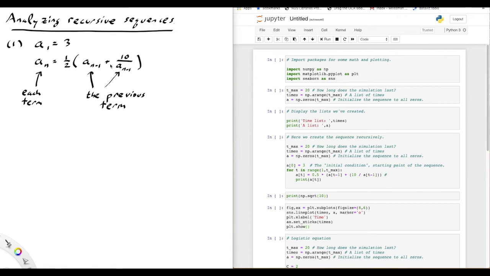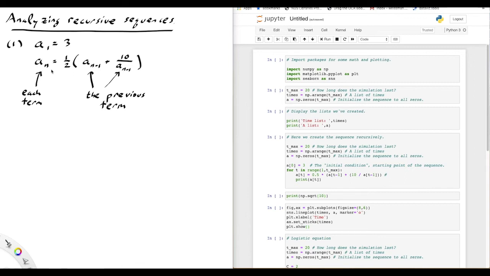It takes a little while to read this kind of notation. When you see a sub n, this stands for a term in the sequence. You don't know whether it's the first, the second, the third term. That nth term, which term it is, is that number n there. And if we're referring to term number n, then the previous term is term number n minus 1. That's how you should read this.